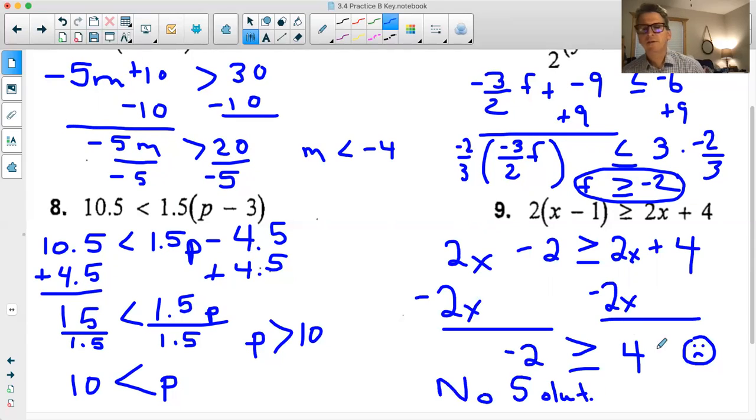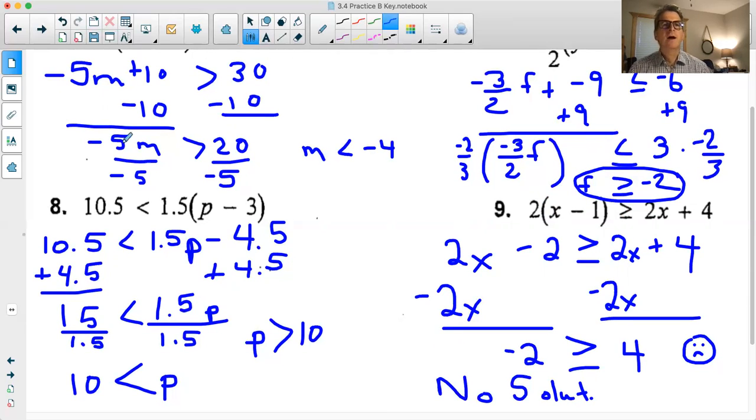So keep in mind, in this section you may have that as one of your answers. -2x minus 2x. And keep in mind, when you see this 2x and 2x, the -2 is greater than or equal to 4. That's no solution. And that is number 9.